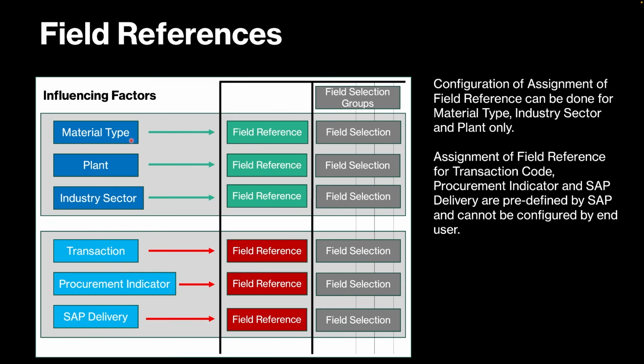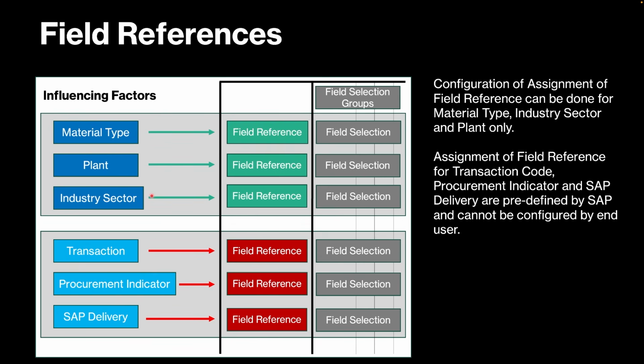Okay. Now, these 3 factors, that is material type, plant, and industry sector, for these 3 influencing factors, you will be able to define your own field reference. We already have seen in the material type configuration that you had a field called field reference. So that particular field in the configuration of material type is basically a field reference to this influencing factor, that is material type.